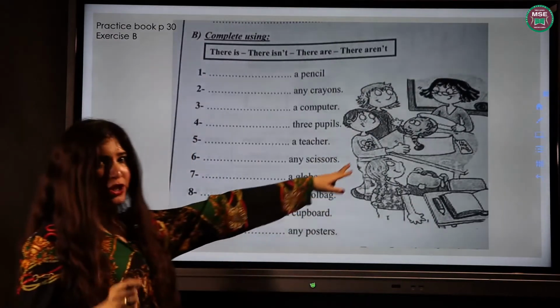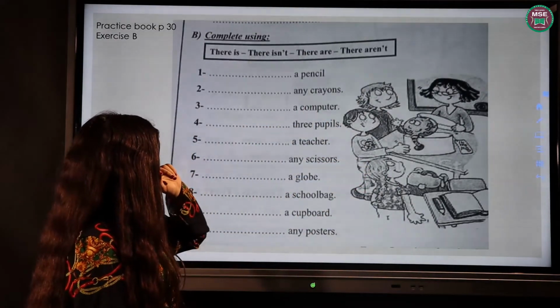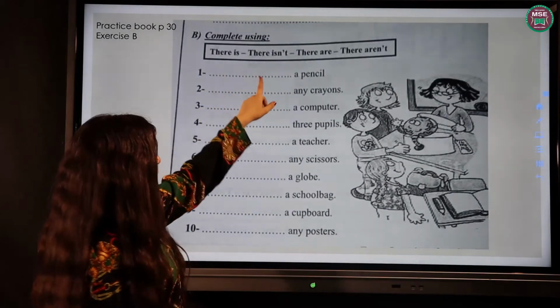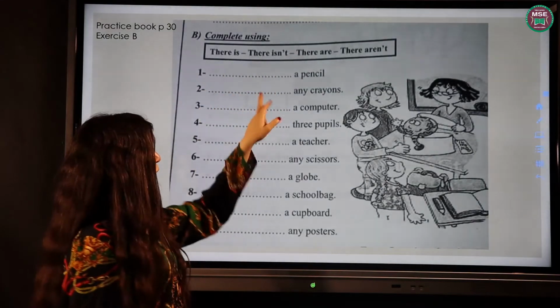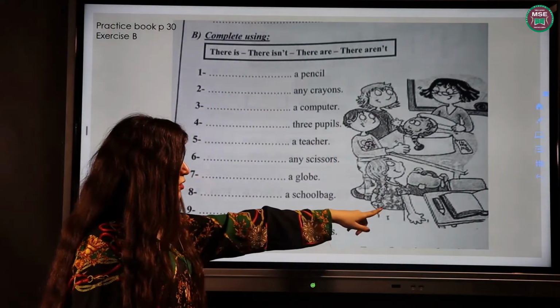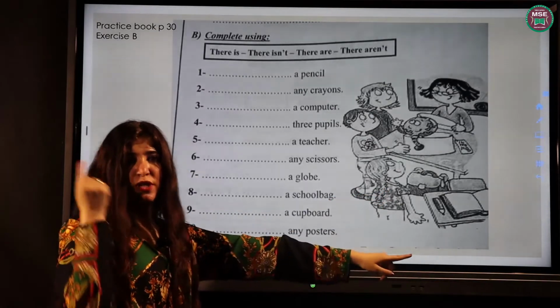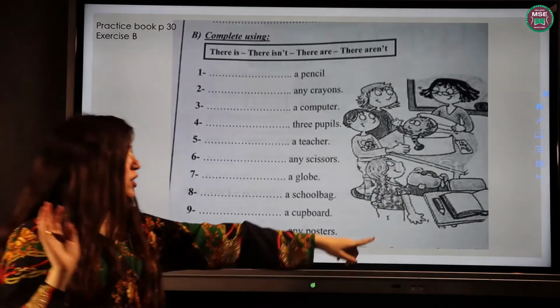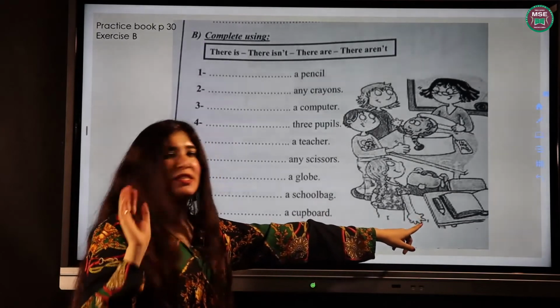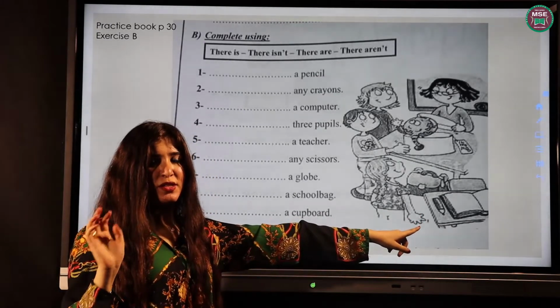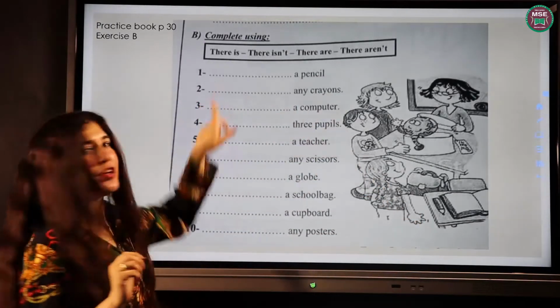So look at the picture and let's answer together. There is or there isn't, there are or there aren't. A pencil. Can you see a pencil? One pencil. So I will choose there is or there isn't. So the pencil exists or doesn't exist? Exists. So I will choose there is.